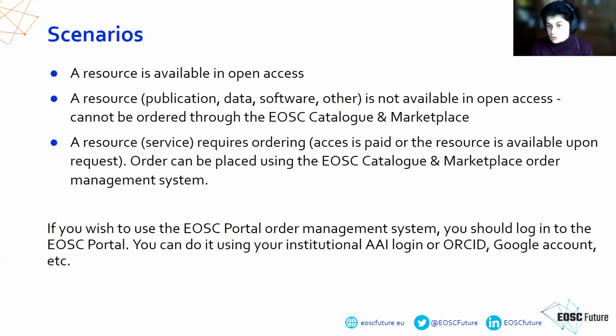So if a resource is available in open access, you just go to the metadata description of the service, click the link, and you are taken to the resource, to a publication or to the service, and you just use it. So if a resource that is a publication, data, software, or other, that is actually harvested through OpenAIRE, is not available in open access, you cannot order it through the EOSC catalog and marketplace.